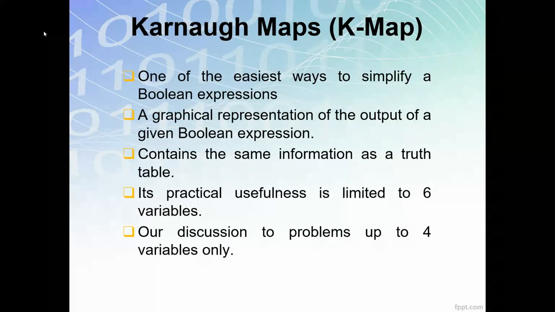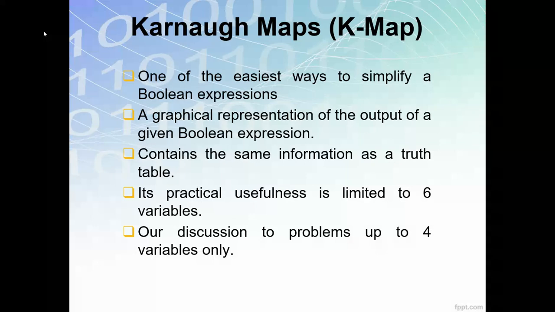What is actually a Karnaugh map? We call it a Kmap. A Kmap is a special form of truth table that enables pattern logic recognition of ones. So it is one of the easiest ways to simplify a Boolean expression. This kind of map basically uses a pictorial method of simplifying the Boolean expression.